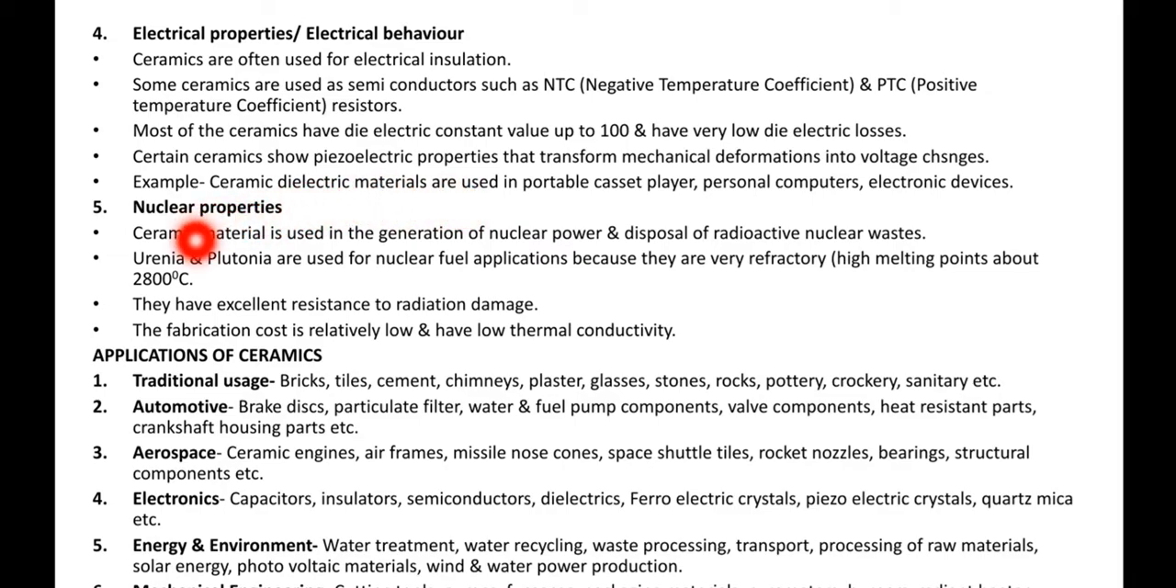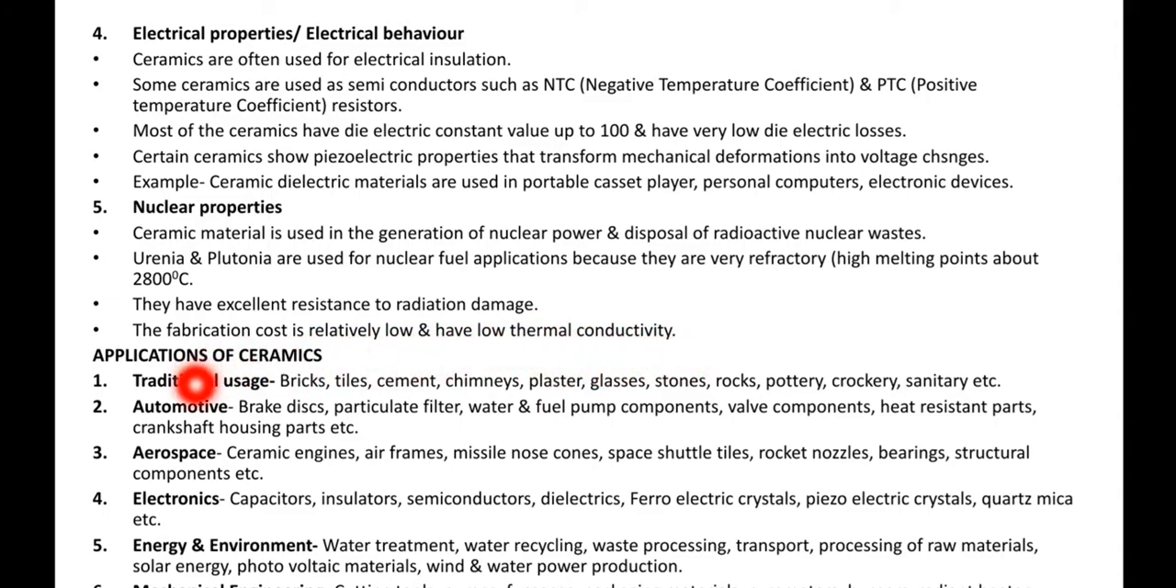Now, nuclear properties. These are used in the generation of nuclear power and disposal of radioactive nuclear wastes. Urania and plutonia are used for nuclear fuel applications because they possess a very high melting point, that is 2800 degrees Celsius. They have excellent resistance to radiation damage. The fabrication cost is relatively low and they have low thermal conductivity.